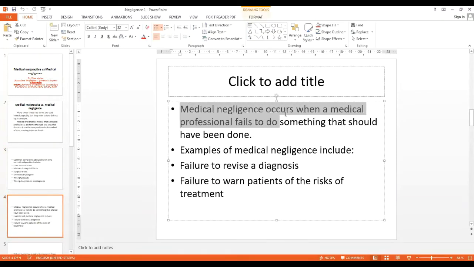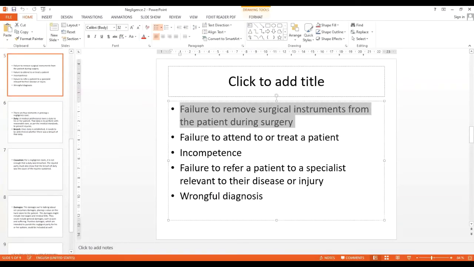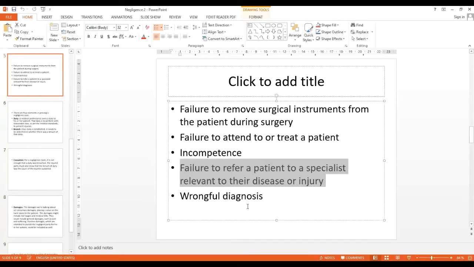Medical negligence occurs when a medical professional fails to do something that should have been done. In Urdu, this means: there is something the doctor wants to do, which he knows how to do, and he does not do it. This comes under the heading of medical negligence. Examples of medical negligence include failure to revise a diagnosis, failure to warn patients of the risk of treatment, failure to remove surgical instruments from the patient during surgery, failure to attend or to treat a patient, incompetence, failure to refer a patient to a specialist relevant to their disease or injury, wrongful diagnosis.